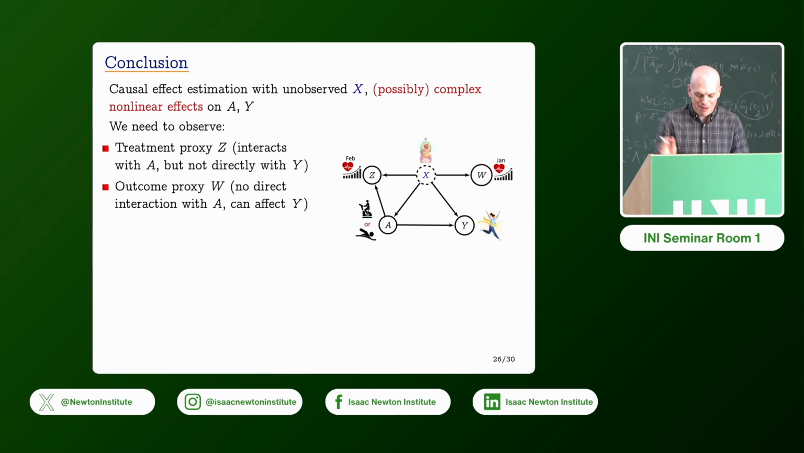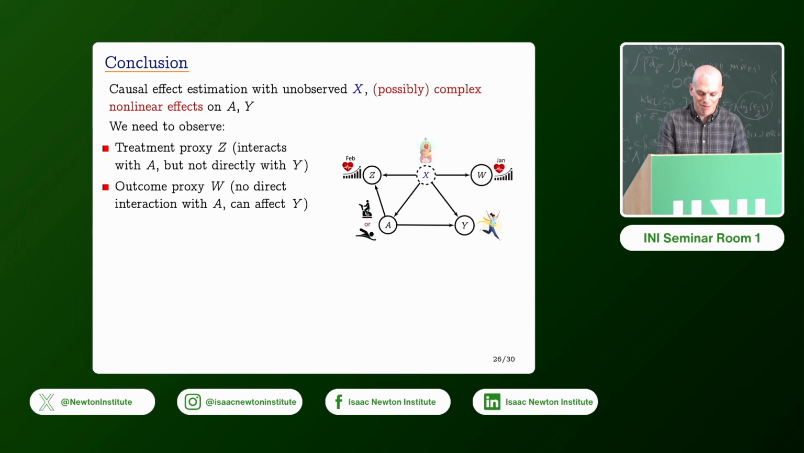Okay, so just to conclude, we can do causal effect estimation with an unobserved x, where there is all sorts of interactions between x, a, and y. We need noisy information about x. Having W on its own is not enough. We need both W and Z, a noisy proxy, and the intuition I gave is that W can be thought of as a noisy view of x before some treatment occurs, and Z can be thought of as a noisy view of x after the treatment has occurred.